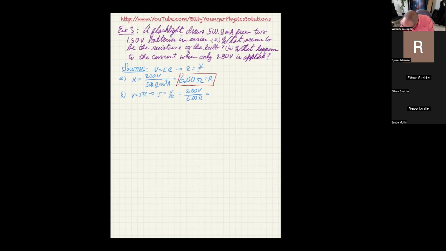So when I do 2.80 divided by 6, I get 0.4666 amps, of course, which is 466.7 milliamps equals I. So that's our answer there. Anybody have any questions on that?